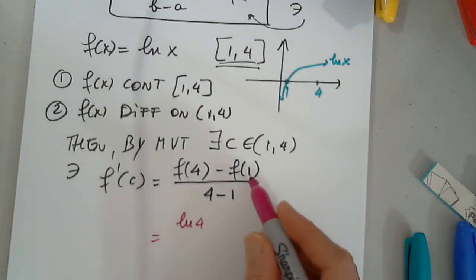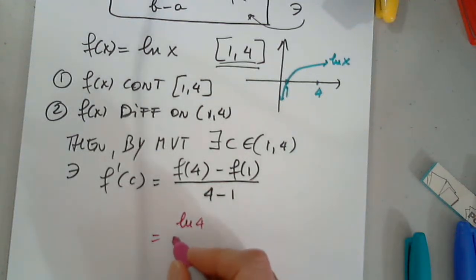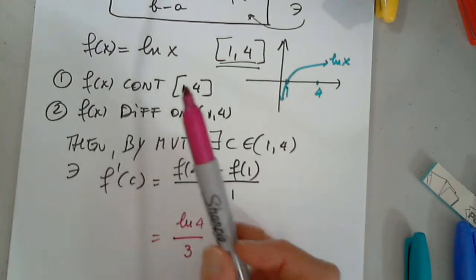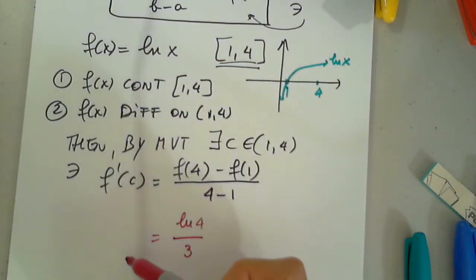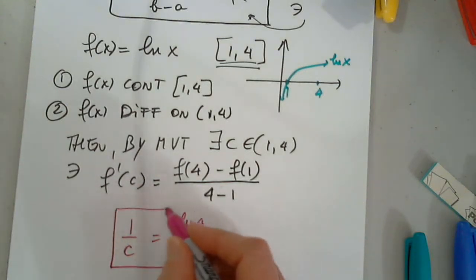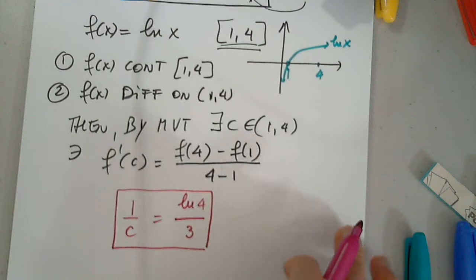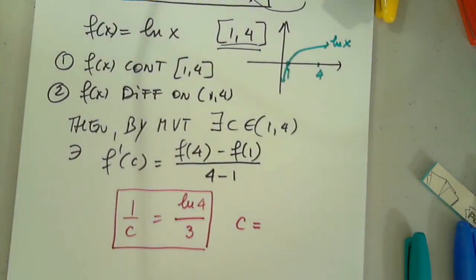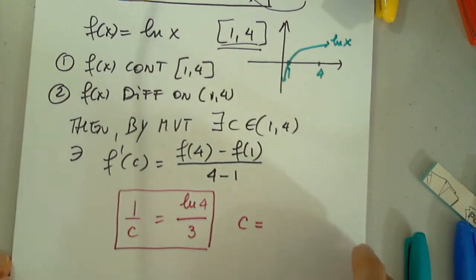So natural log 4, natural log 1 is 0. This is divided by 3. And the left-hand side is natural log prime, which is 1 over x or 1 over c. What type of equation is this, and how do I get c from here? What would you do to get c? How do we get c here?